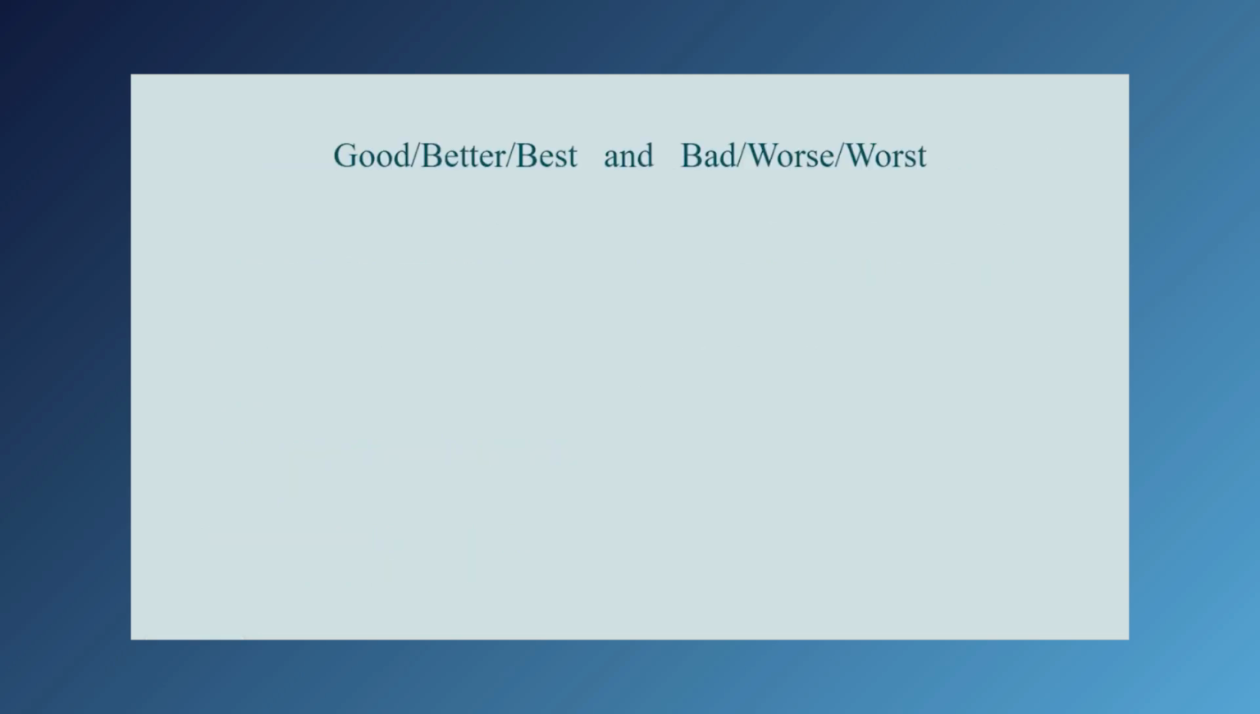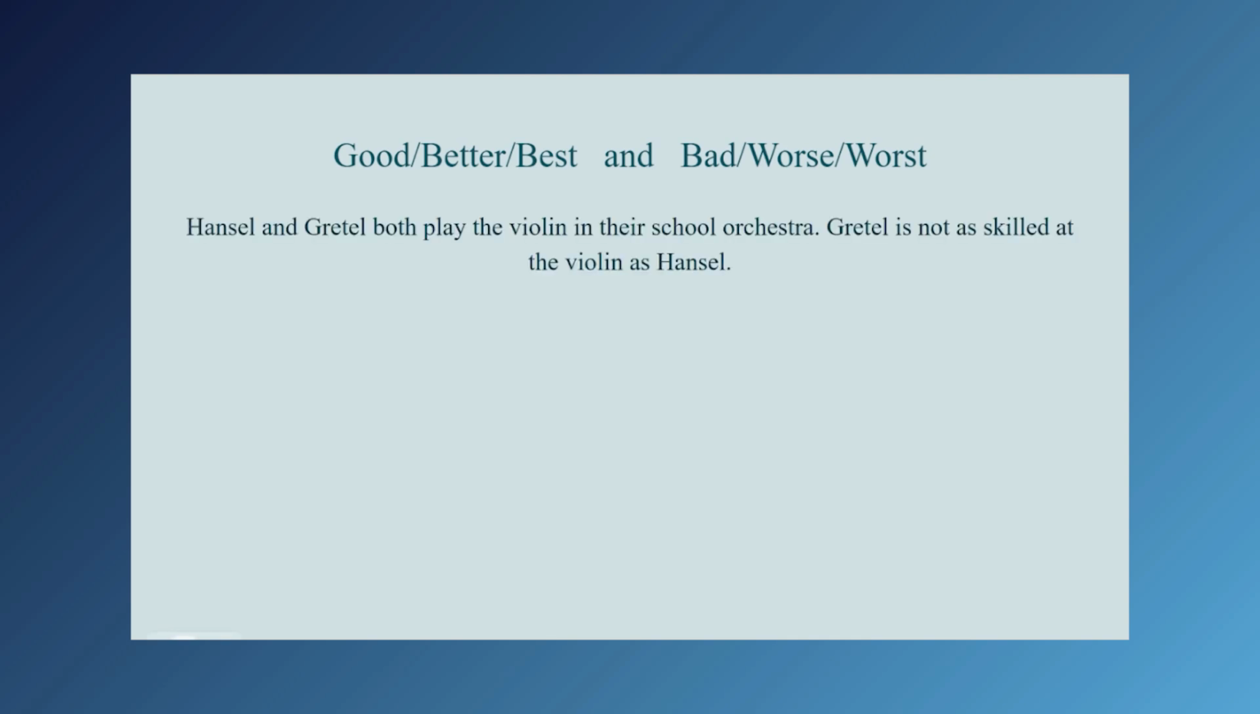How about good, better, and best, and bad, worse, and worst? These sets of words allow us to compare the relative quality of people, things, skills, times, or anything else. Let's look at an example. Hansel and Gretel both play the violin in their school orchestra. Gretel is not as skilled at the violin as Hansel.